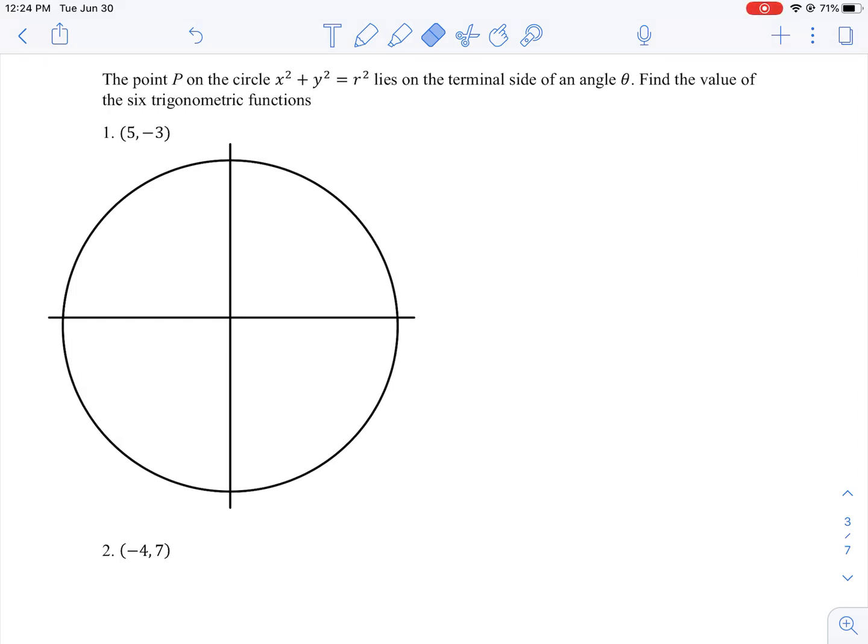Hello class, in this video I'll be showing you how to use the equation of a unit circle and a point that passes through the terminal side of theta to find the value of the 6 trigonometric functions. Let's begin.